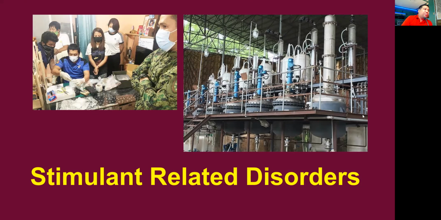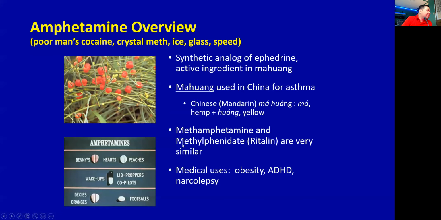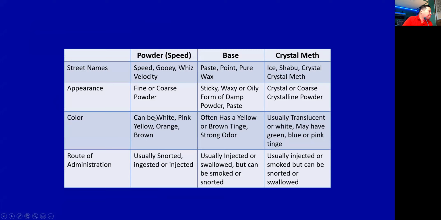We move on to stimulant-related disorders. So when we talk about stimulants, the most common example would be meth or amphetamine. The most common form here is crystal meth or shabu. Okay.